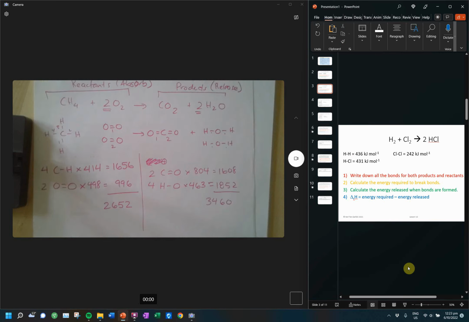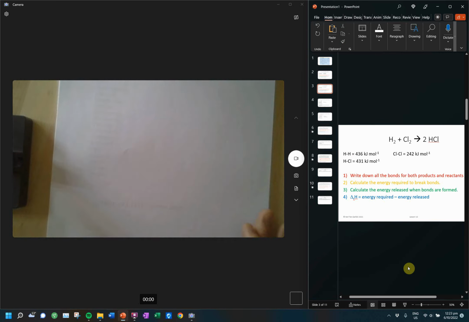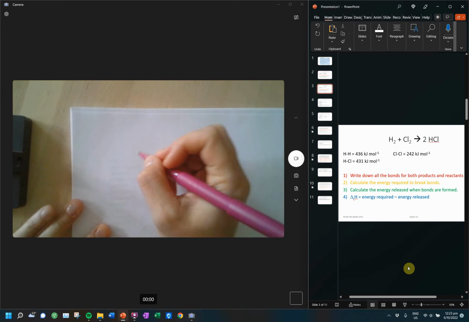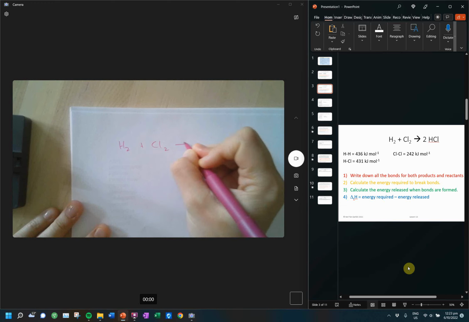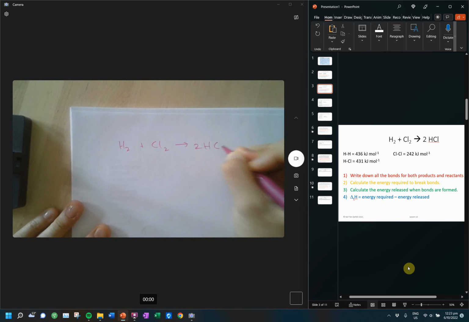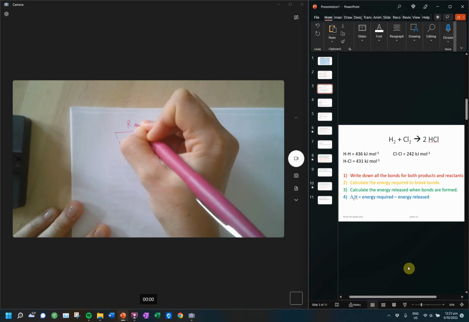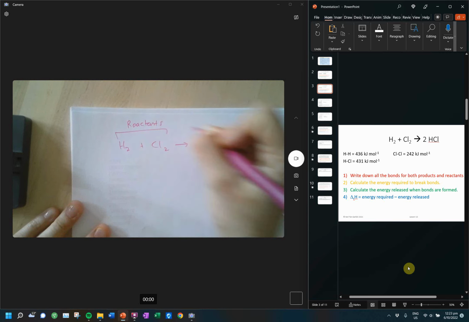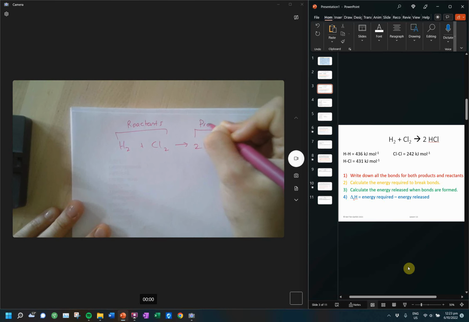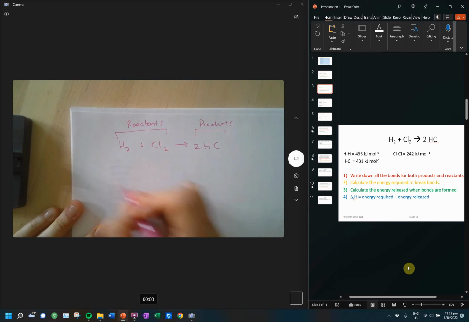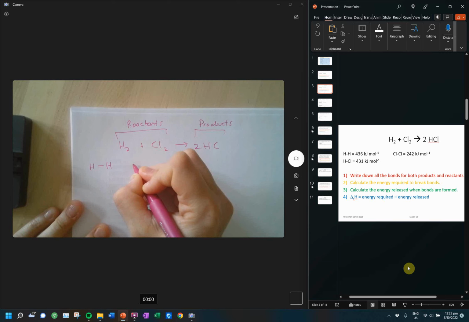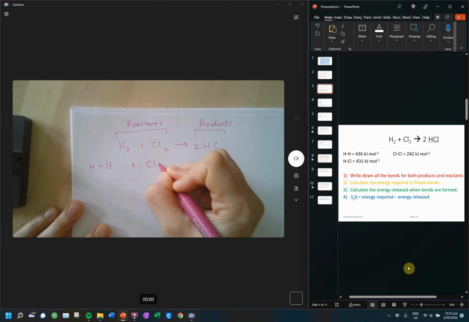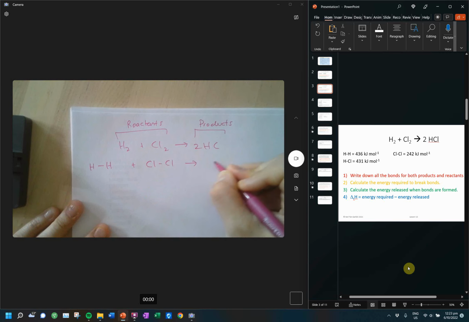All right, same steps that we're doing. So again, H2 plus Cl2, we have 2HCl. These are my reactants. These are my products. I find it's helpful just to kind of label things. Again, draw it out, because I'm a very visual person. You guys know I can't do visualization, so everything needs to be drawn out for me.